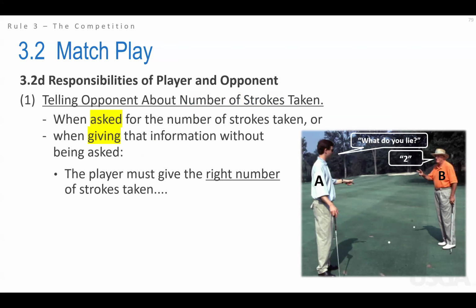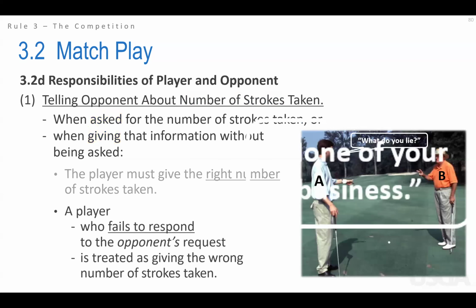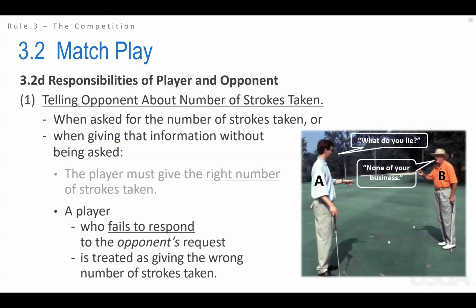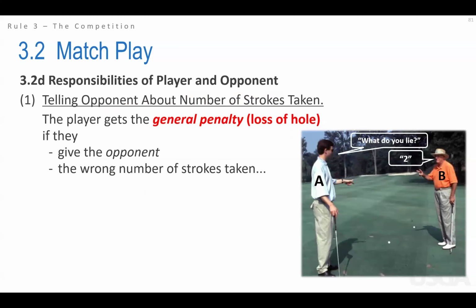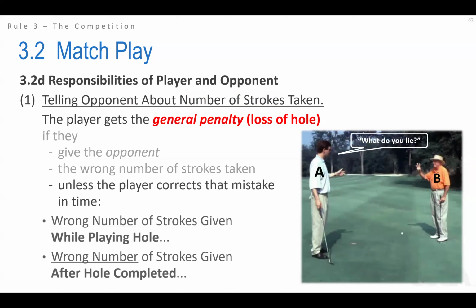If an opponent or a player is asked about the number of strokes taken, or is given that information without being asked, we've got to give the right number of strokes. If a player fails to respond to the opponent's request or gives the wrong number of strokes taken, and we don't correct that mistake before the next stroke is taken, we're going to get a general penalty, loss of hole. If we do correct that mistake before the next stroke is taken, then we're not going to get a penalty.